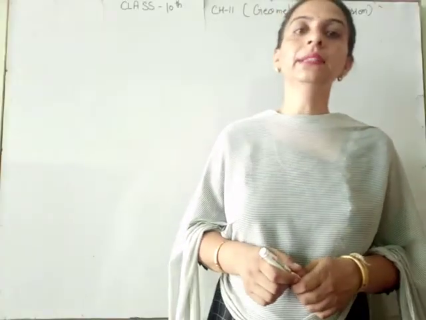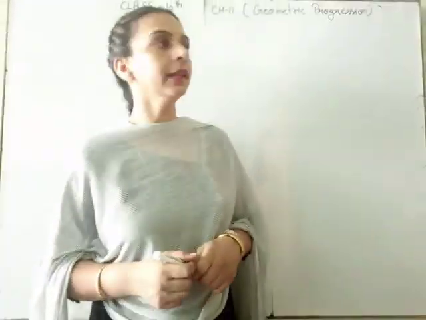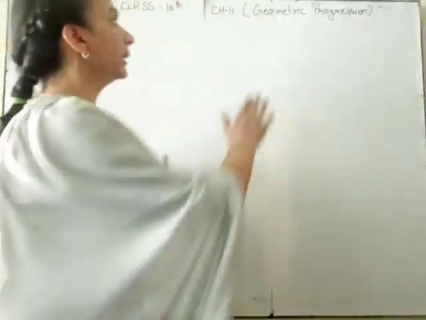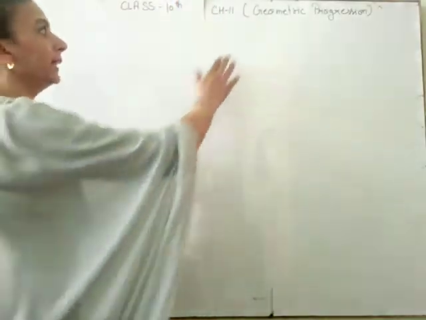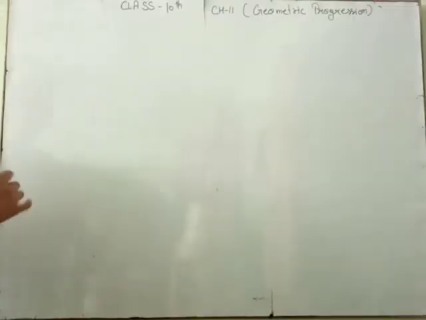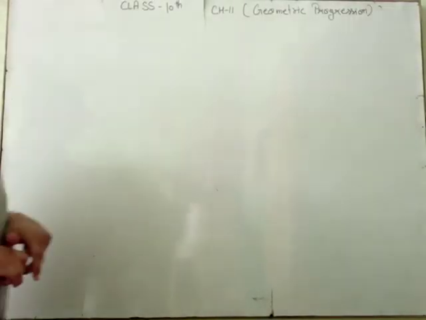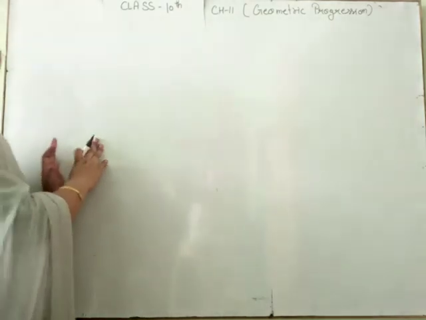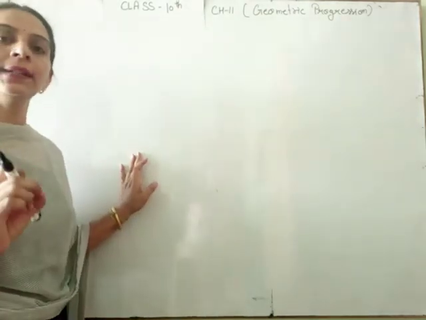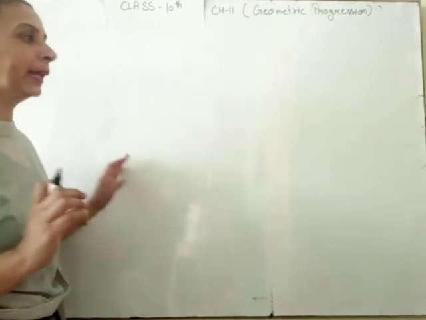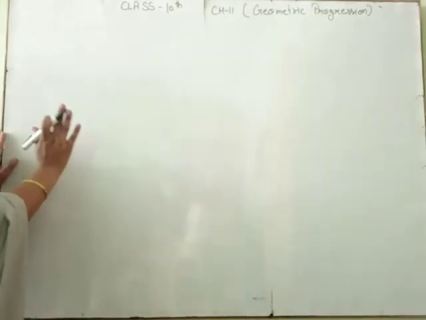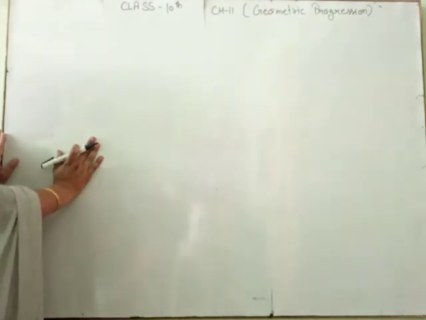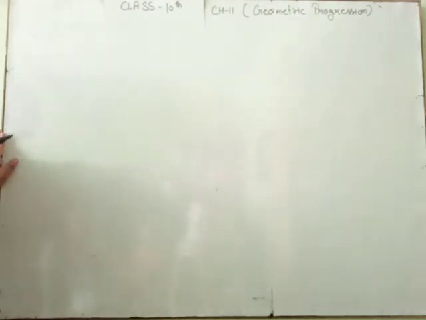Good afternoon everyone. This is part number 2 of chapter number 11, geometric progression, that means GP. Okay, short form of this is GP. First part we already did. This is the second part. Students, in this part we will discuss exercise 11C and 11D. Today we are going to explain properties of GP and sum of n terms of GP.